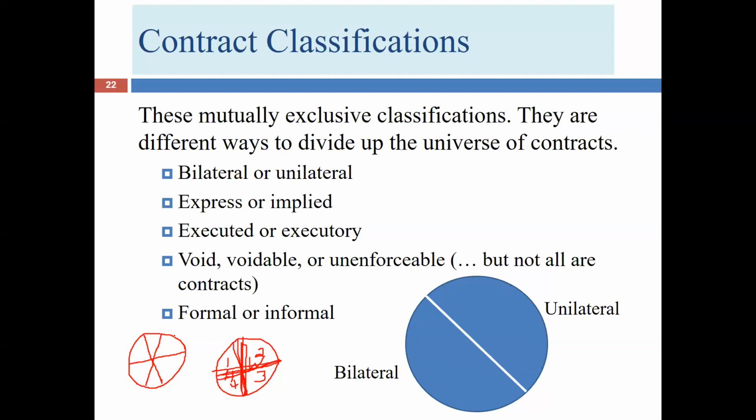And so we're going to talk about different ways of dividing up that pecan pie, or dividing up the world of contracts. One way of doing that is to just divide up contracts into 2 categories, one being bilateral and one being unilateral. The way I keep these straight is a bilateral contract starts with the word bi, or 2, as in bicycle. Bicycle has 2 wheels, bilateral has 2 sides. Lateral means sides.